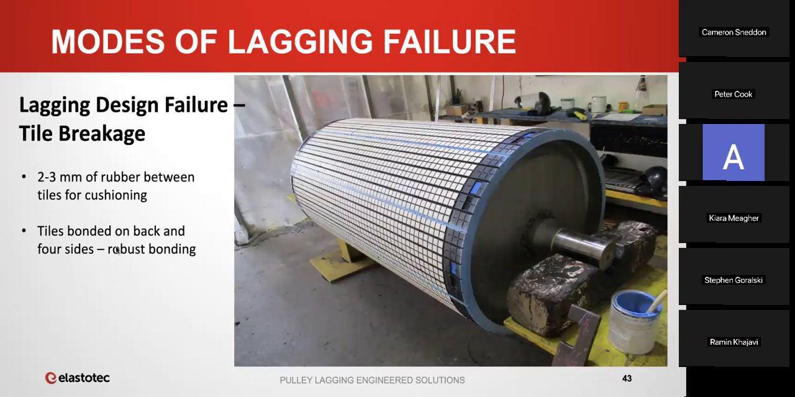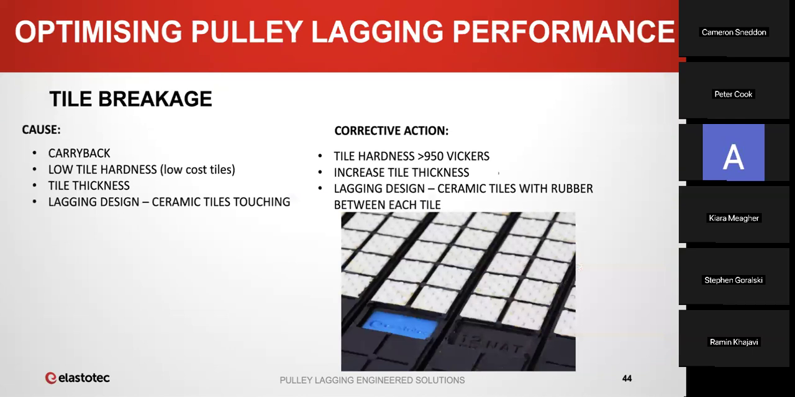An added bonus is that by having rubber on the sides as well as the back, you increase the bonded surface area. You don't double it, but it's nearly double the bonded surface area. So it's just an added bonus. So just in summary, ways to minimize tile breakage. Make sure you've got good quality tiles with high hardness, increase the tile thickness, and then look at lagging designs where the ceramic tiles have rubber on the back and around the sides.